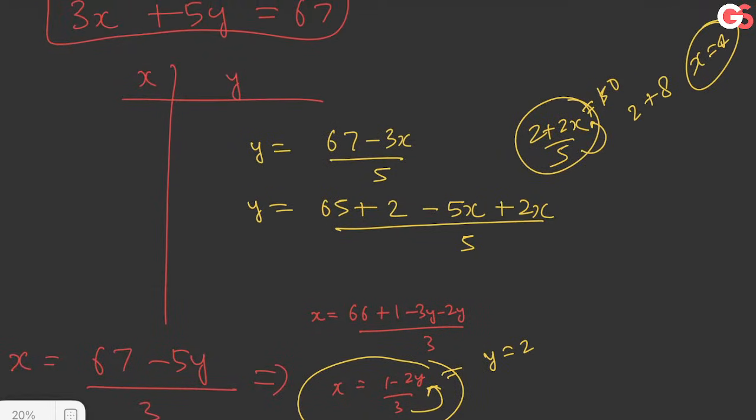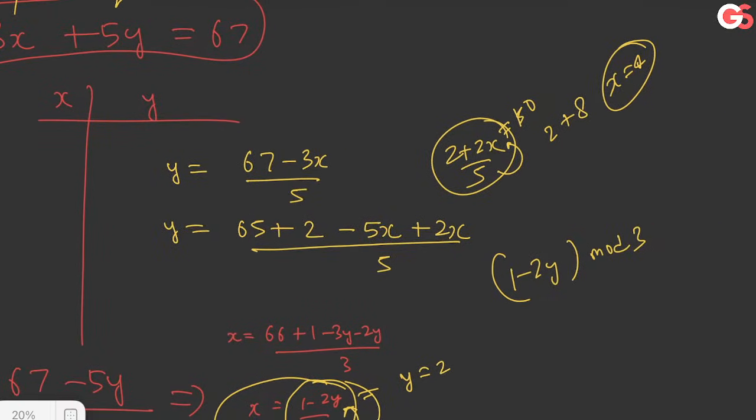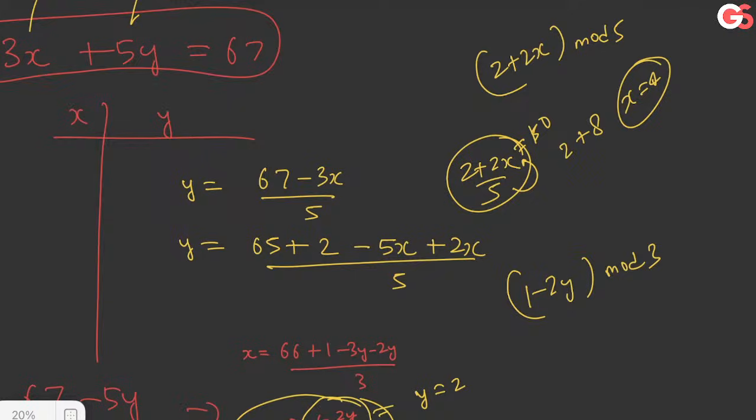So when we write it in the remainder format, this is called the modulo format, the remainder format. In the remainder format, ultimately only the things that are left over, that cannot be divided, remain. So (1 minus 2y) modulo 3. You understand this function modulo or not? Here we get (2 plus 2x) modulo 5, right? Right?